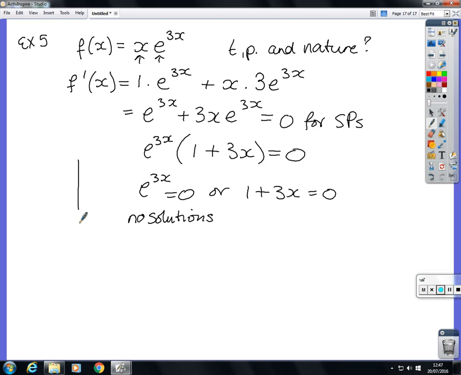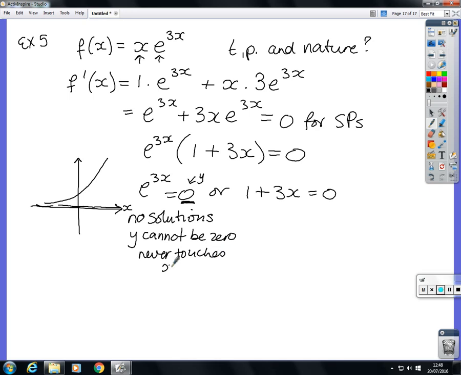as the graph of an exponential has an asymptote and never touches y equals 0, so it doesn't touch the x-axis. So this value would have been the y, and y cannot be 0, as it never touches the x-axis. That's an asymptote.